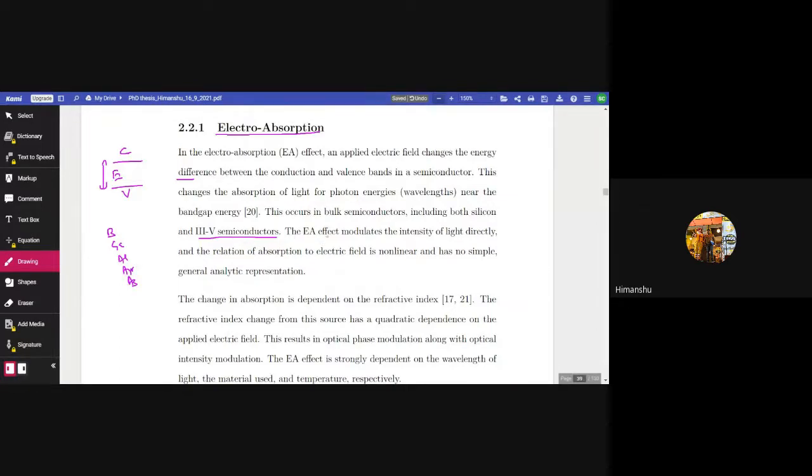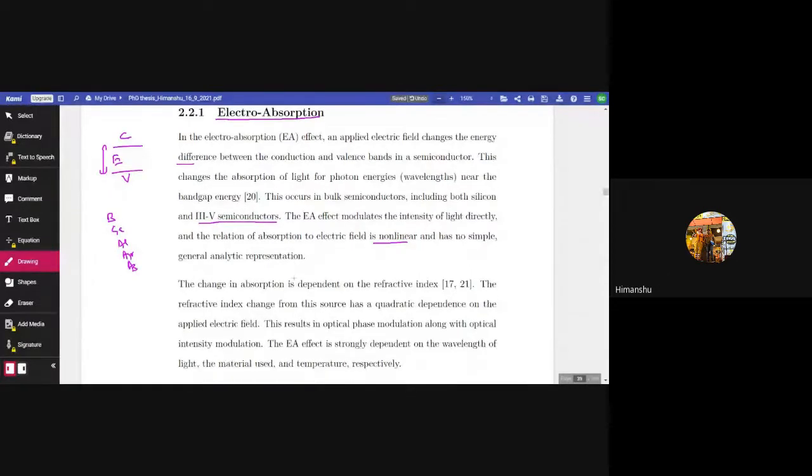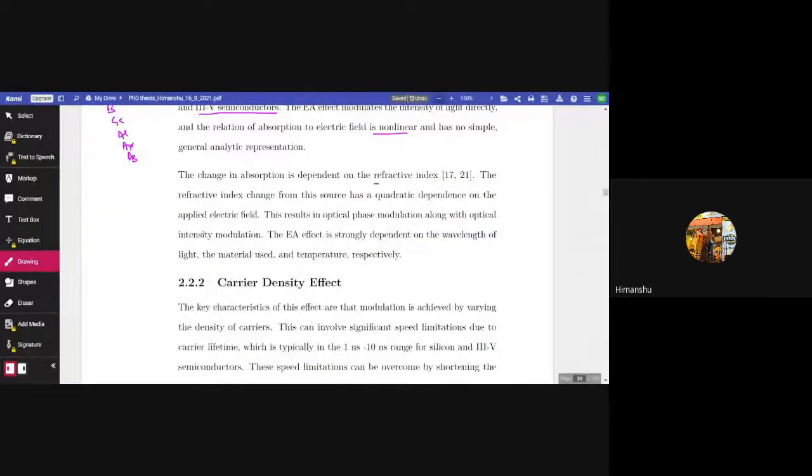The electro-absorption effect modulates the intensity of light directly, and the relation of absorption to electric field is nonlinear and has no simple general analytic representation. The change in absorption is dependent on the refractive index, reference numbers 17 and 21. The refractive index change from this source has a quadratic dependence on the applied electric field. This results in optical phase modulation along with optical intensity modulation. The electro-absorption effect is strongly dependent on the wavelength of light, the material used, and temperature, respectively.